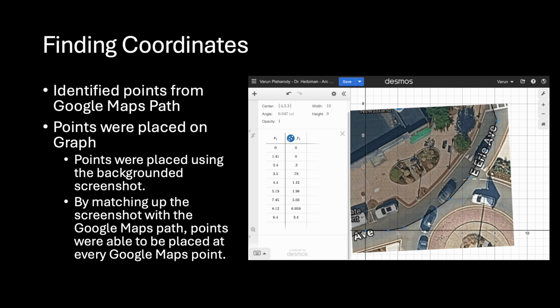The next step was to then relay all of the information on the points along the path on Google Maps to a graphing calculator like Desmos. By cross-checking both the image and Google Maps, I was able to approximate the point on Desmos for each point on the Google Maps path. Then, by putting this information into a table, I would then later be able to use the Desmos regression calculator to find an approximate equation for the arc.